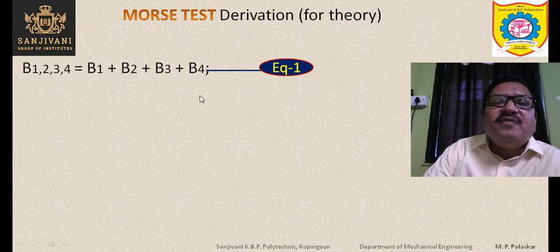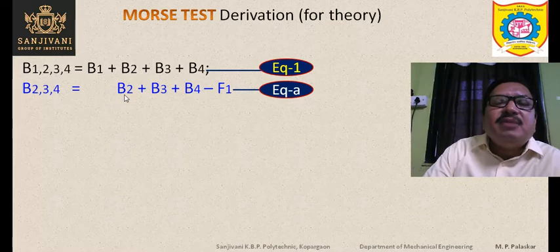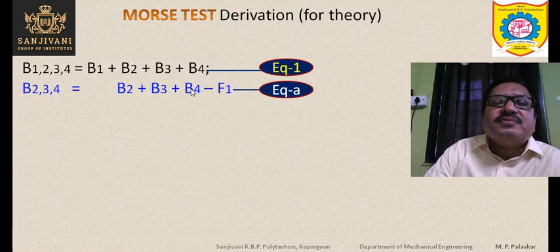Now when we cut off cylinder number 1, the brake power we call B234. That is the sum of the brake powers of cylinders 2, 3 and 4. So B234 is equal to B2 plus B3 plus B4.